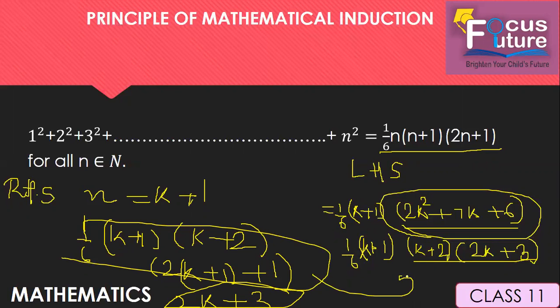And it is matching with this term. So LHS and RHS are equal. So it is true for n is equal to k plus 1. Hence, by principle of mathematical induction, this statement is true for all n. So this is how you solve this problem of squares, right?